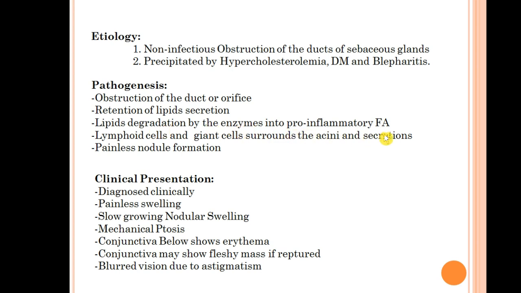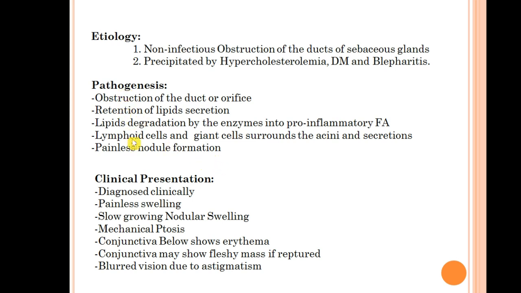into the pro-inflammatory fatty acids, and these pro-inflammatory fatty acids then lead to inflammation, and the lymphoid cells come and the giant cells come, and they surround the acini of the sebaceous gland as well as the secretion. So as a result, granulomas are formed, and hence a painless nodule is formed, and this painless nodule appears outside as a chalazion.